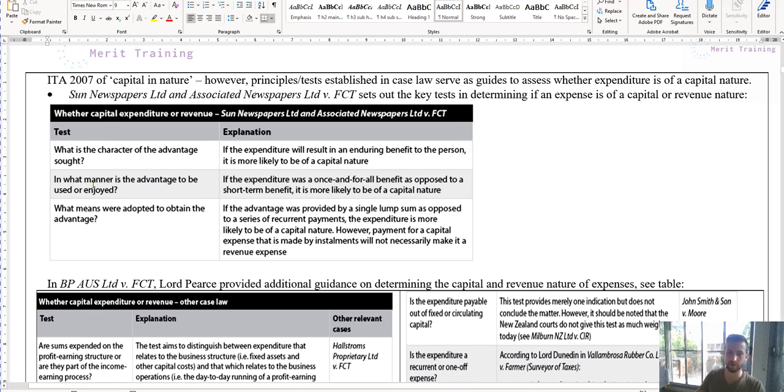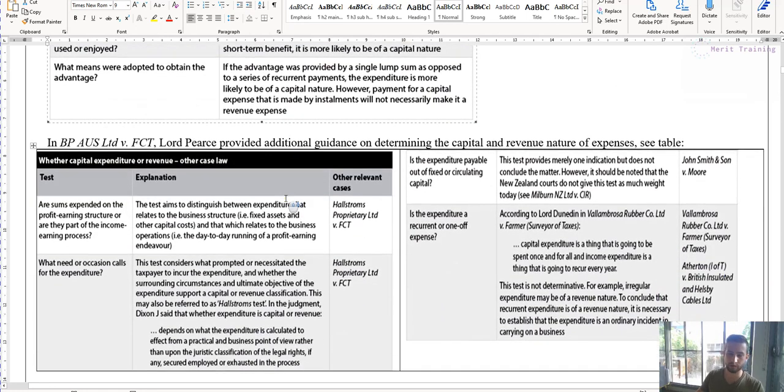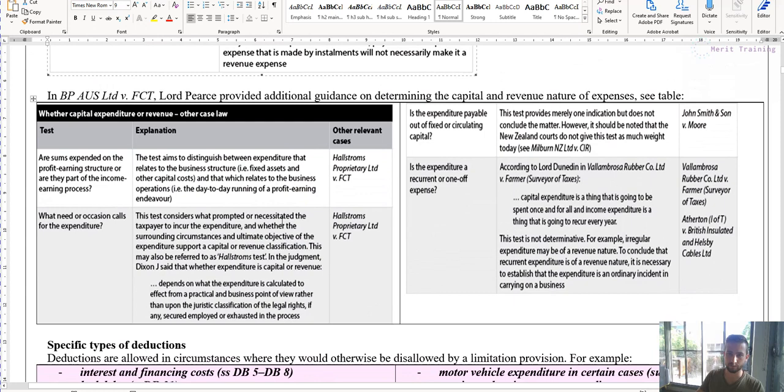Next question is, in what manner is the advantage to be used or enjoyed? So is it once and for all, or is it a short-term benefit? If it's once and for all, it's capital. If it's a short-term benefit, think of the newspaper example, it would be on revenue account. And what means were adopted to obtain the advantage? If the advantage was provided by a single lump sum payment as opposed to a series of recurring payments, it's more likely to be capital. So similar to what we discussed about revenue, if it's recurring, more likely to be an expense. If it's one-off, more likely to be capital.